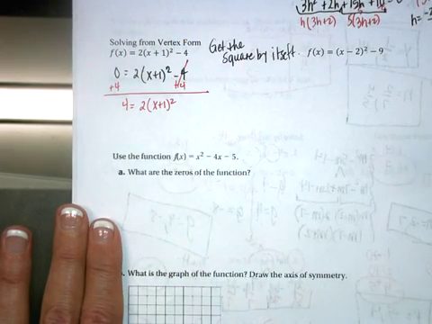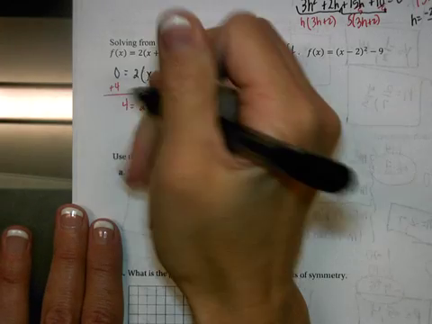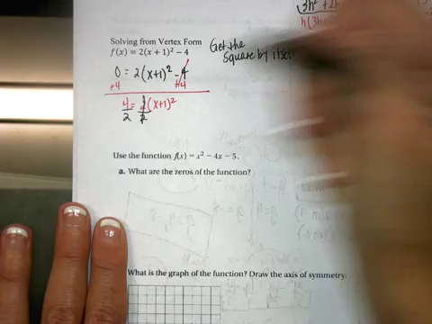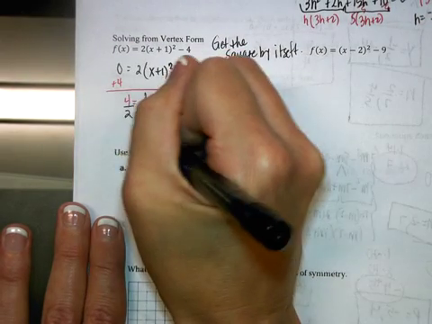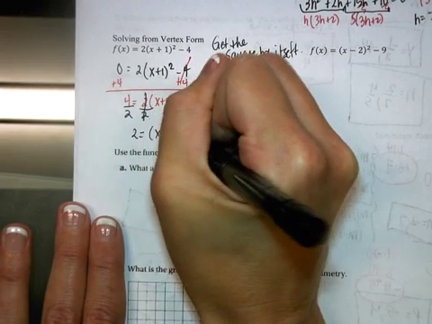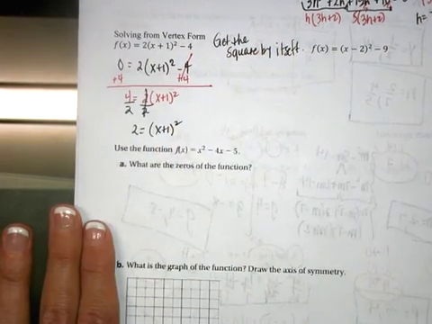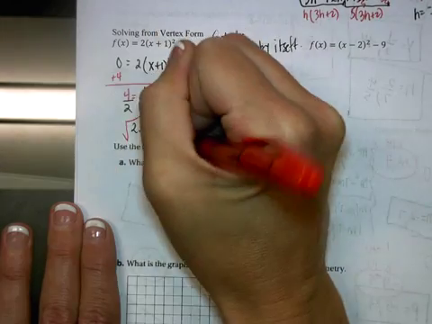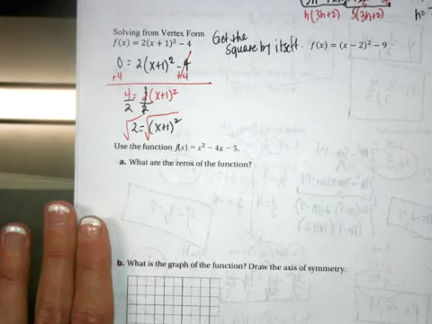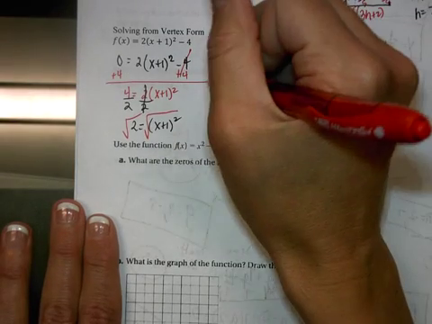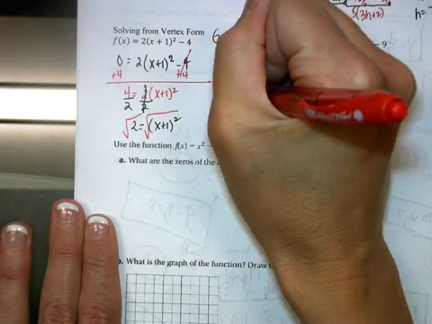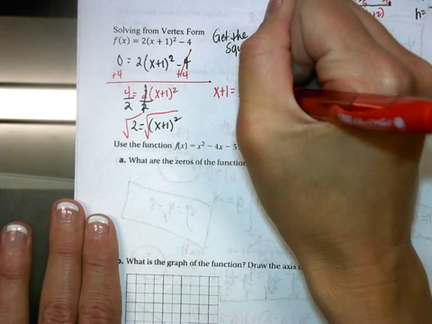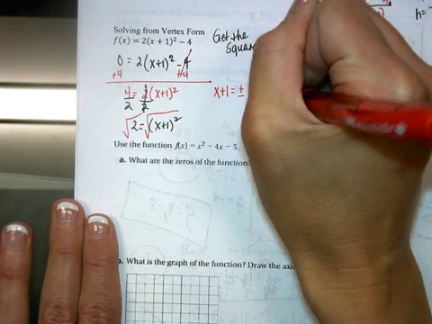What's next? Good. Divide by 2 to both sides. So these cancel. We get 2 equals x plus 1 squared. Now what? Take the square root of both sides. Okay, when I do that, what happens when I take a square root? It's going to be plus or minus, and then in this case, root 2.